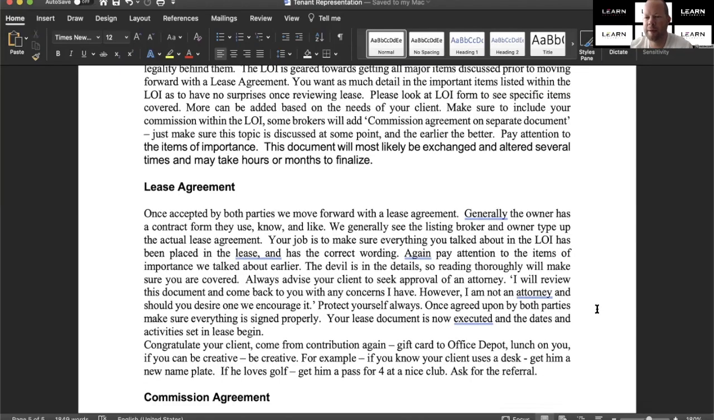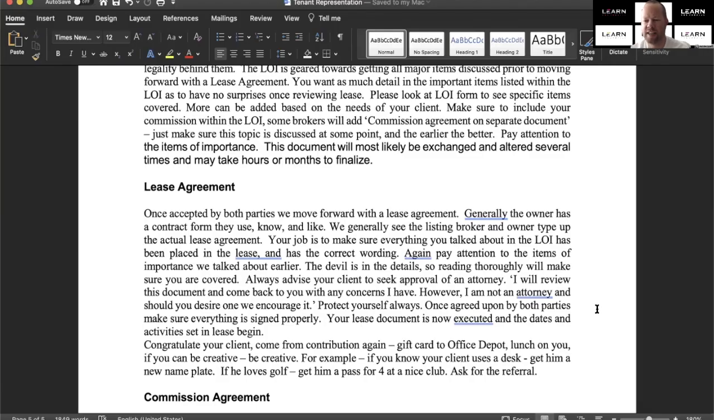All right, so once accepted by both parties, we move forward with the lease agreement. Generally, the owner has a contract form they use, know and like. We generally see the listing broker and owner type up the actual lease agreement. Your job is to make sure everything you talked about in the LOI has been placed in the lease and has the correct wording. Again, pay attention to the items of importance we talked about earlier. This is where the details need to be read through, specifically those paragraphs, right? The devil's in the details. So reading thoroughly will make sure you are covered.